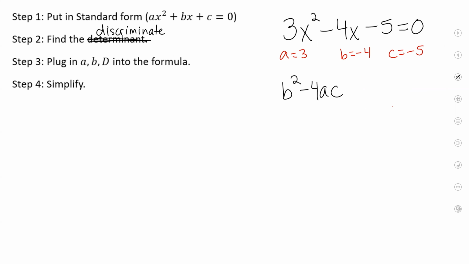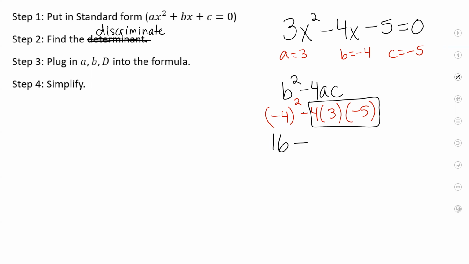The b value is -4. So for b, I'm going to put a -4 there. The a value is 3. The c value is -5. Negative 4 squared means -4 times -4, which is 16. It's positive. Minus, let's box these numbers and figure out the value. This minus sign stays outside.